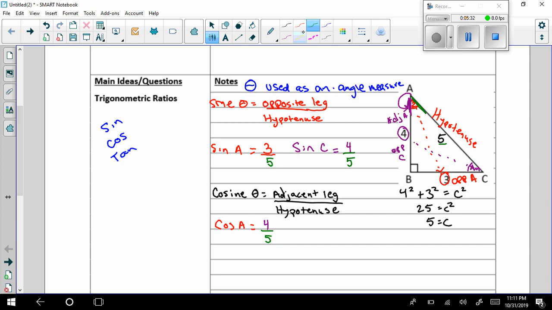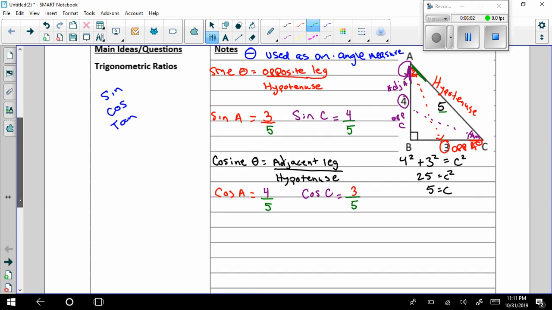If we change our angle of interest, so we're talking now cosine of C, then that adjacent side changes. So adjacent to angle C is this side here. So it is the 3. Hypotenuse is still 5.